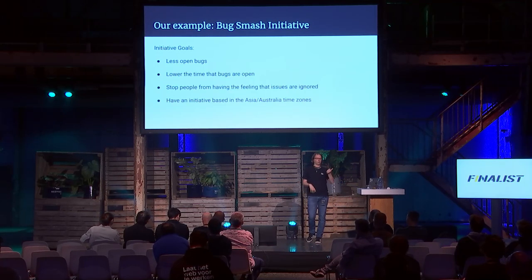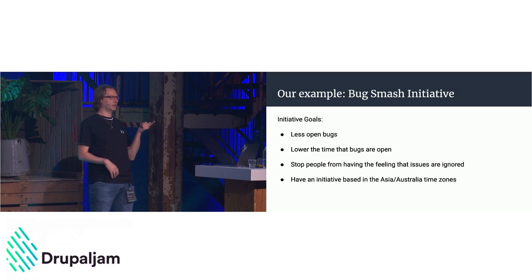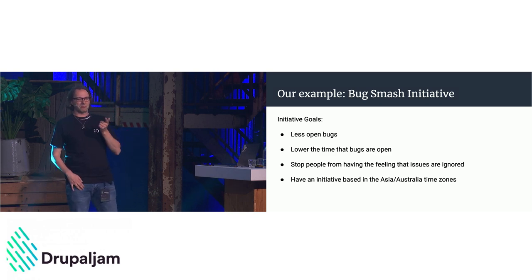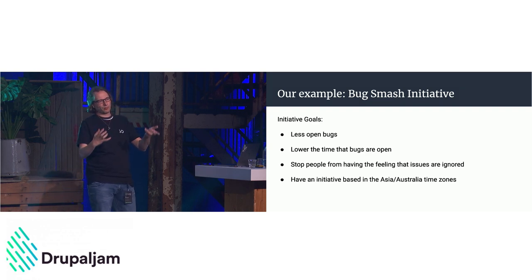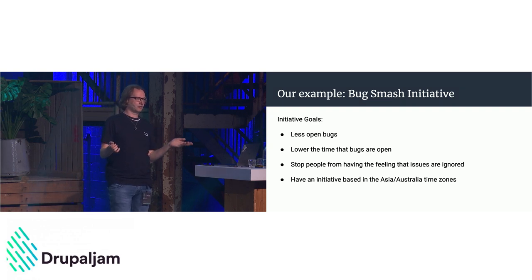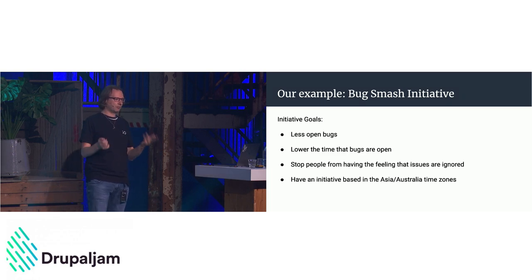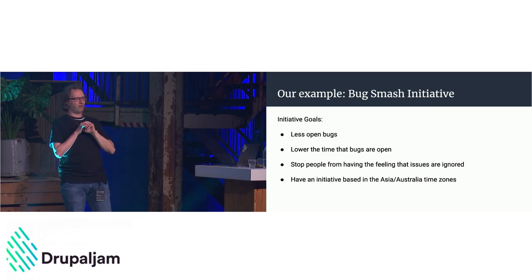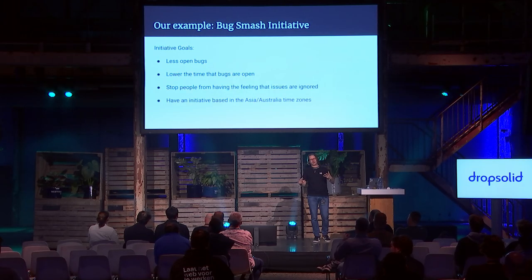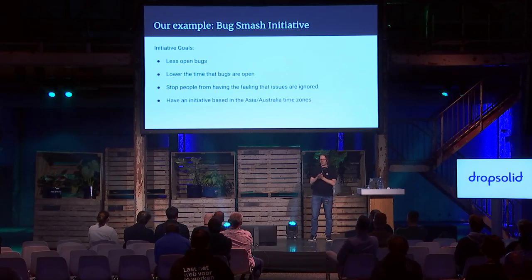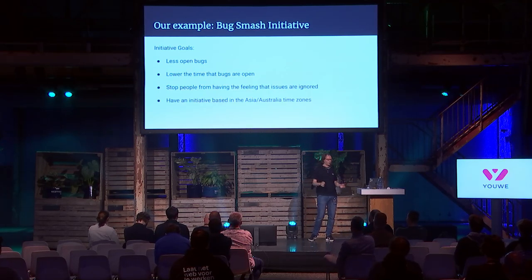So here it was: we want fewer open bugs, and we want bugs to be open for a shorter amount of time. Basically, with the last point, people often have the feeling that when they open a bug report for Drupal core, it gets ignored. You can open a bug report, and then for 2 years, nothing happens. This is not uncommon. So we want to work on that and take away that feeling of being ignored.